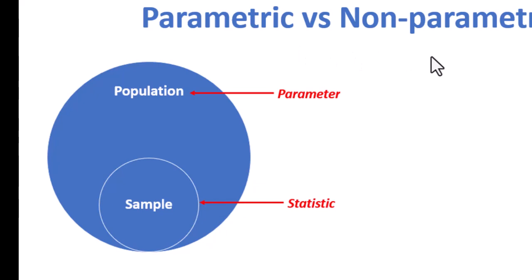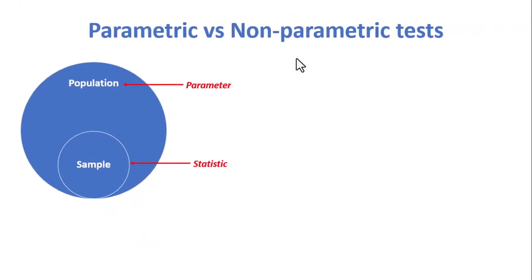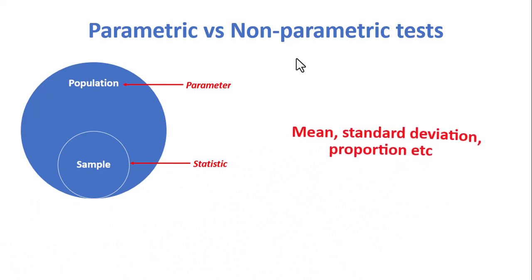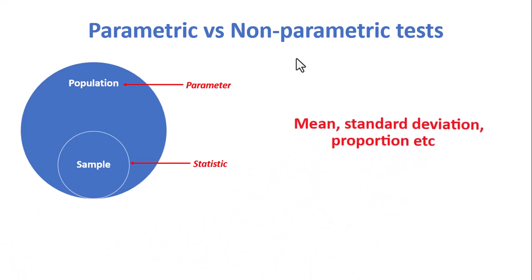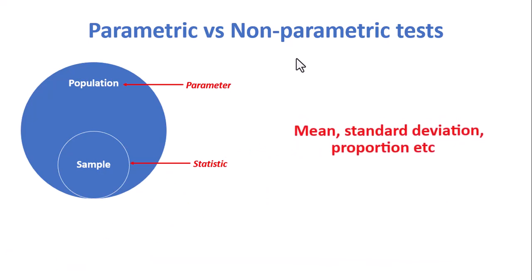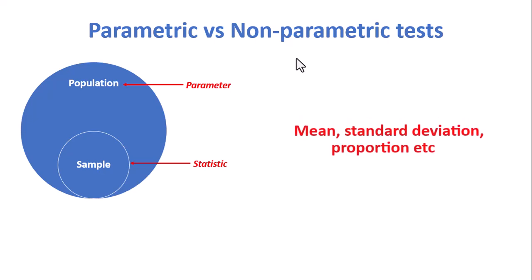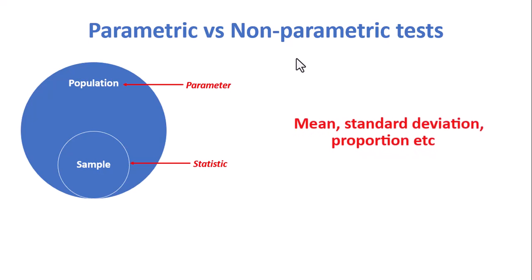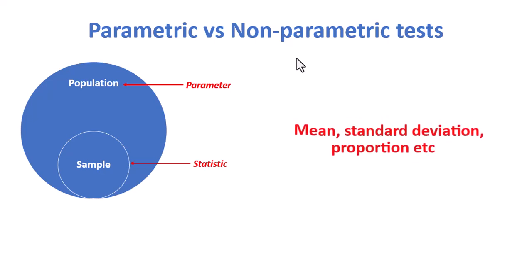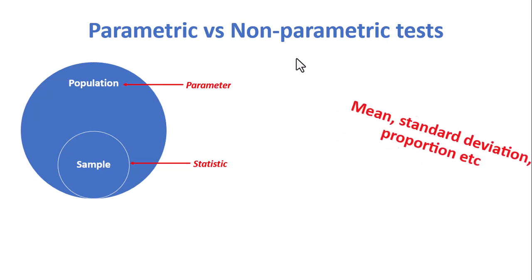So a parametric test is one that makes assumptions about the population parameters from which one's data are drawn. The parameters we are talking about here may include the mean of the population, the standard deviation, maybe you are estimating the proportion of a certain disease in the population, but you are using the sample to estimate that parameter.